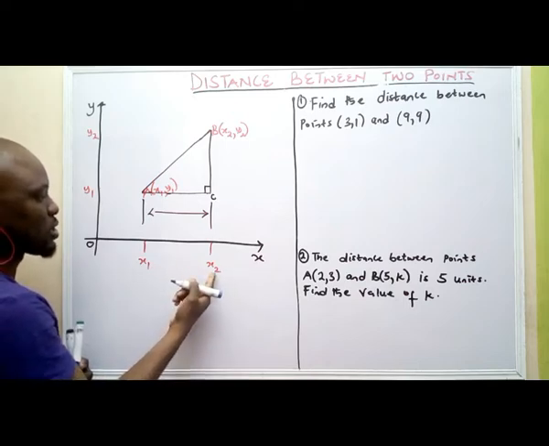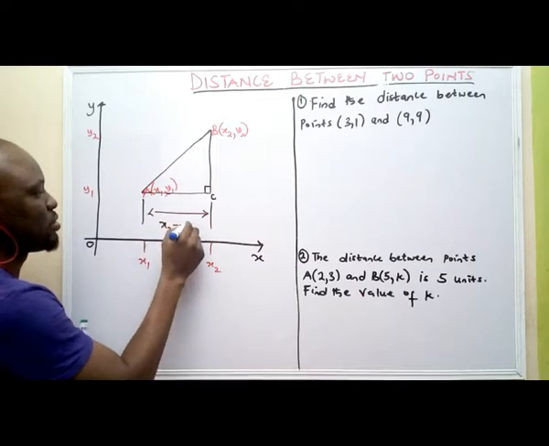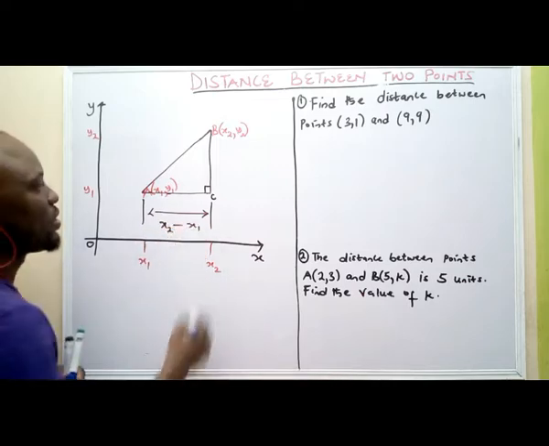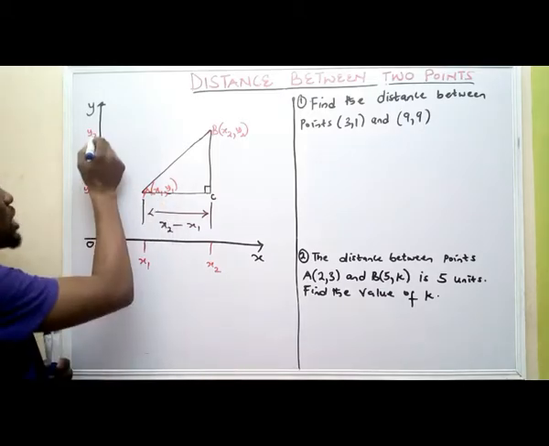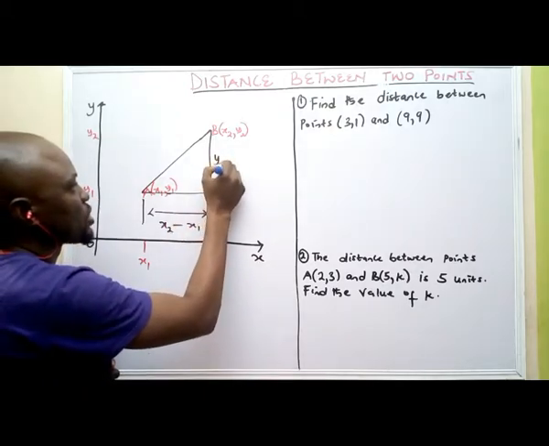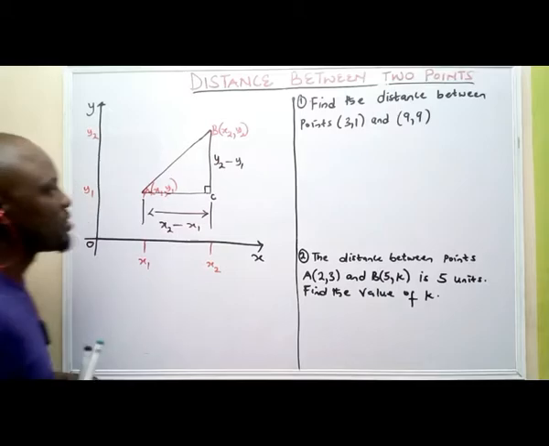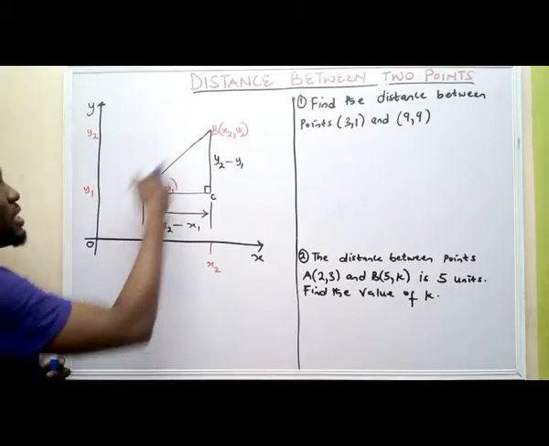So I'm going to do x of 2 minus x of 1. So I'm going to write it here, x of 2 minus x of 1. On the vertical axis, this is y sub 1, y sub 2. So I'm going to do y sub 2 minus y sub 1. So I'm going to get a difference, which will be here, y sub 2 minus y sub 1. Now I want to find the distance between A and B.